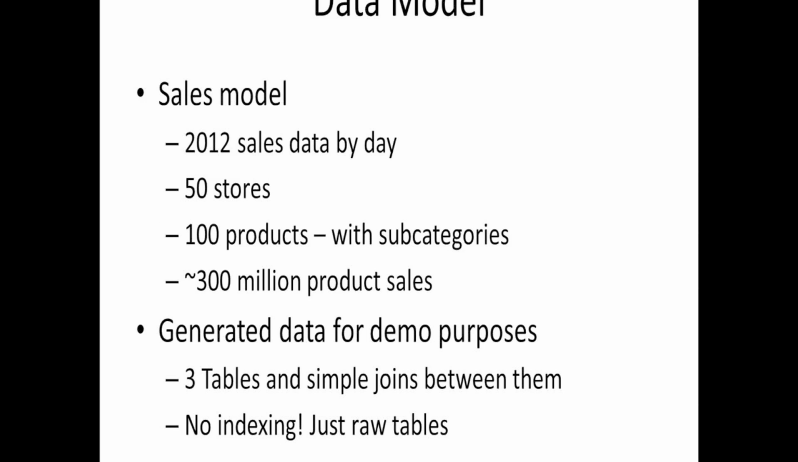The data model we're looking at today is 2012 sales data by day. We generated about 50 stores, 100 products with subcategories, and about 300 million product sales. So the base table we're hitting is about 300 million rows. It's all generated data, 3 tables, and real simple joins between them. Just as a note, we did no indexing or anything else in Redshift. All we did was dump the raw tables off of our local database and push them up.